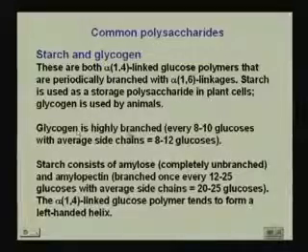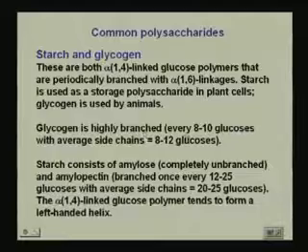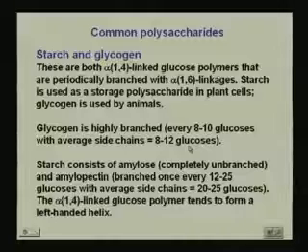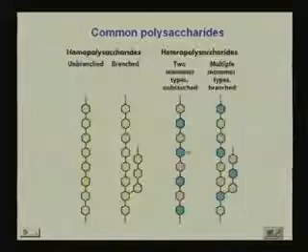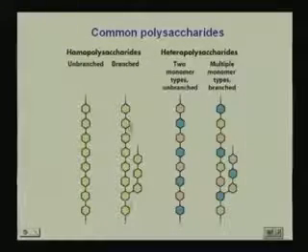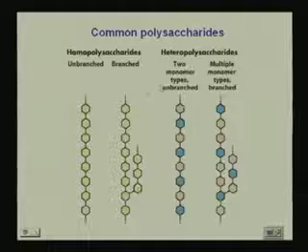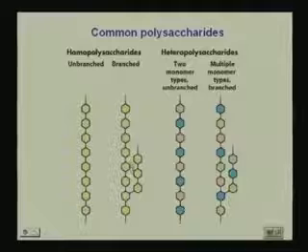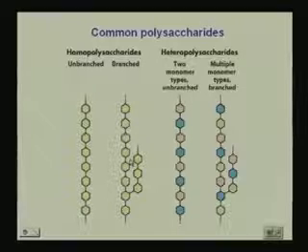Glycogen is highly branched, every 8 to 10 glucoses with average side chains of 8 to 12 glucoses. Means in your previous picture, if you look, you have 8 to 10 here and 8 to 12 branched off, then another set. So you have all of it linked together to form such a compact unit.